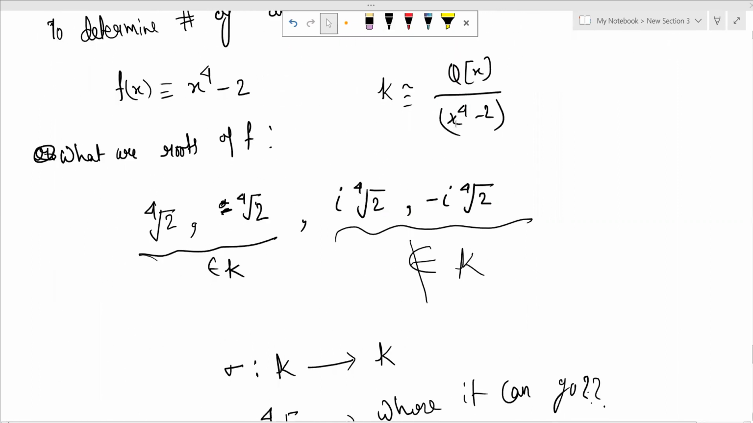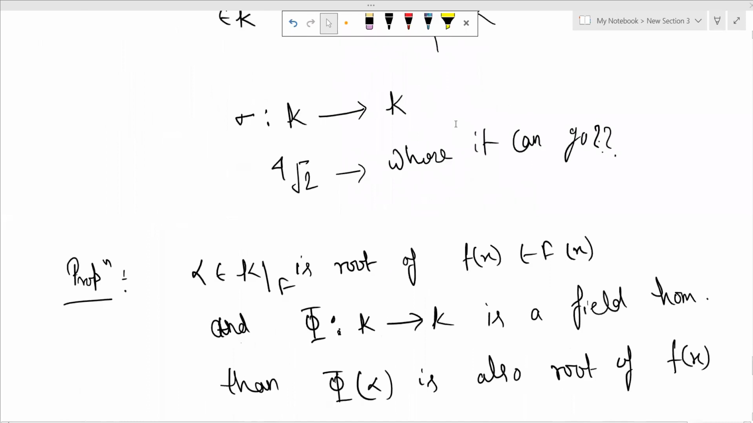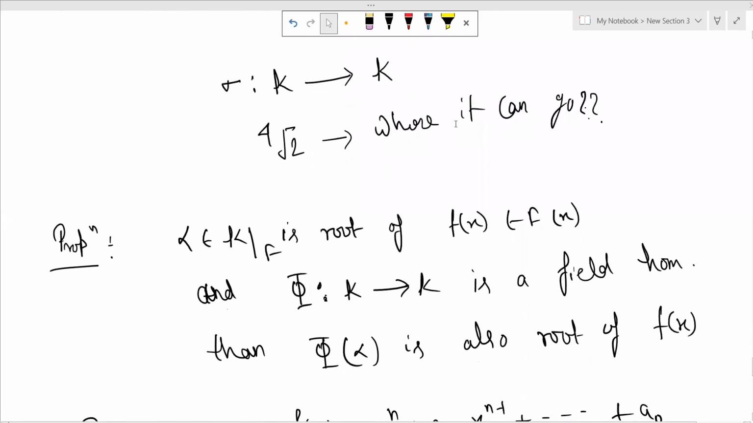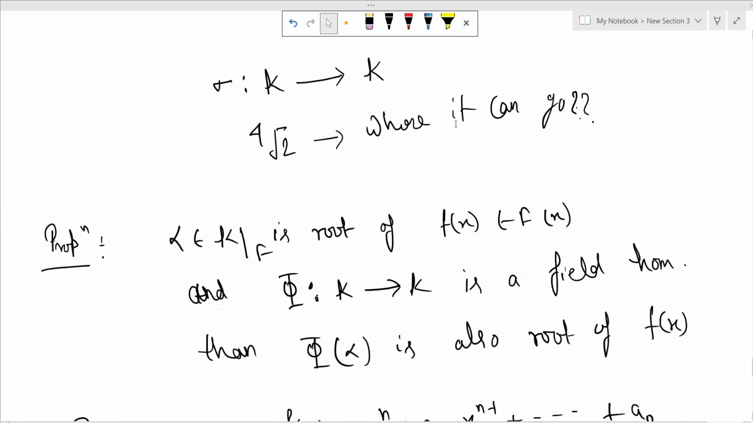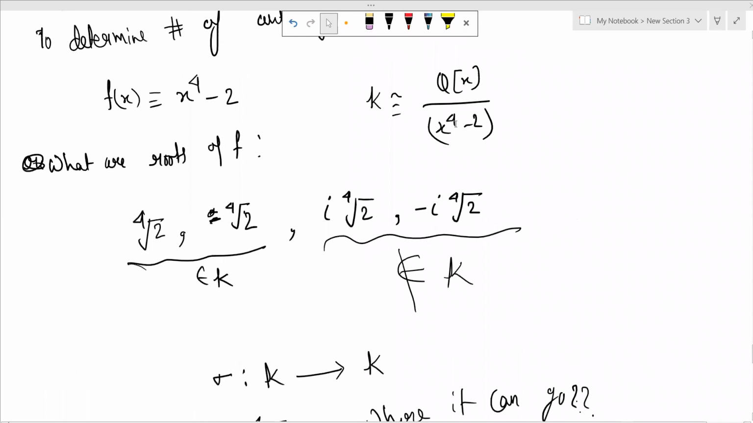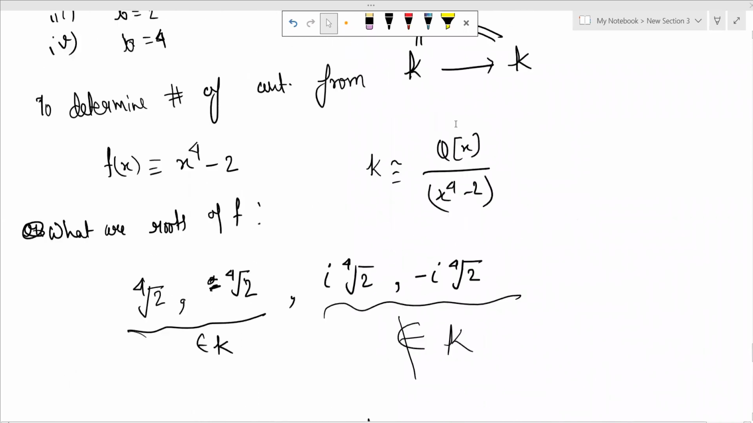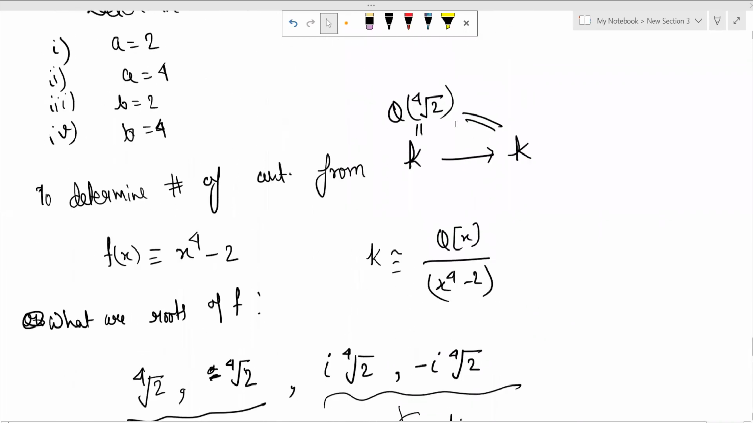Okay, so let me quickly go through this again. What is the idea? I proved by this proposition that if alpha is a root of some polynomial, then under any field homomorphism, phi(alpha) can be sent only to a root of that polynomial. This means the field homomorphism can do nothing but permute the roots. So if alpha is a root, then phi(alpha) is also a root of the same polynomial, as I proved. Now here the polynomial is x^4 - 2. Its root, the fourth root of 2, is a root, right?